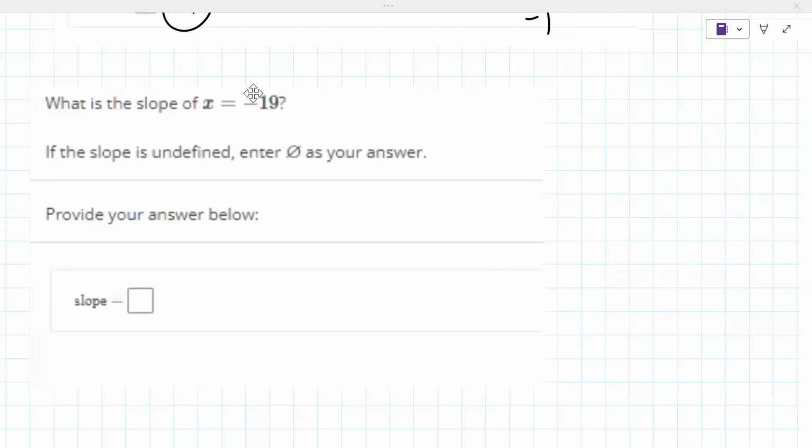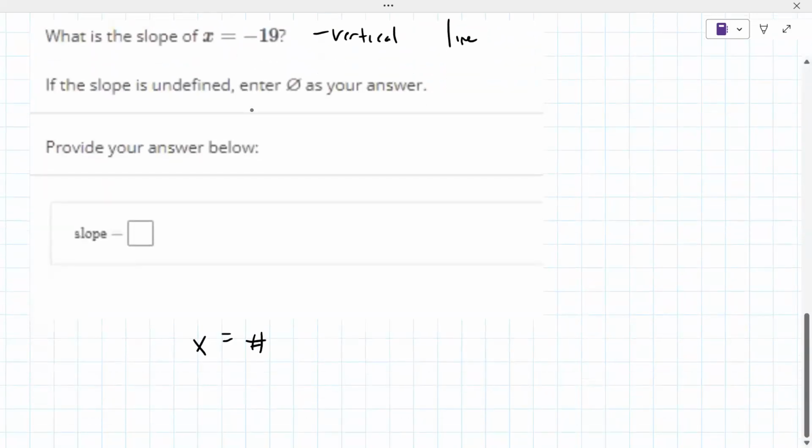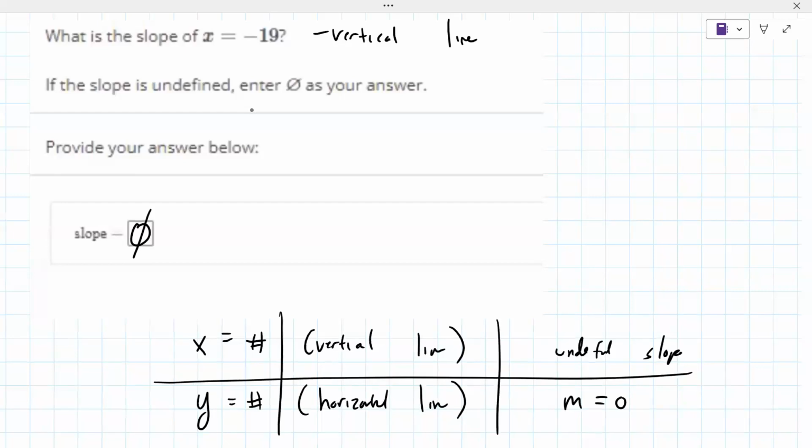So the equation x equals -19, that's a vertical line. Okay, so what you have to remember from this part of the course, x equals a number, is that that's a vertical line. Vertical lines have undefined slopes. Okay, so that's your answer for this one. I'll add in here when it's y equals a number, that's horizontal. That's a horizontal line, and it has a slope equal to 0. So they're slightly different, but you may want to make a note card or find a Quizlet that you like for this part of the course.